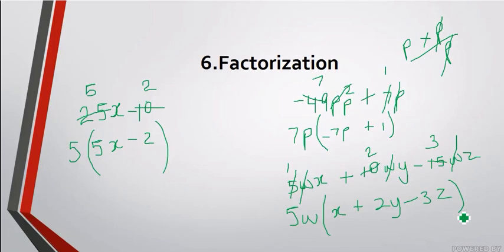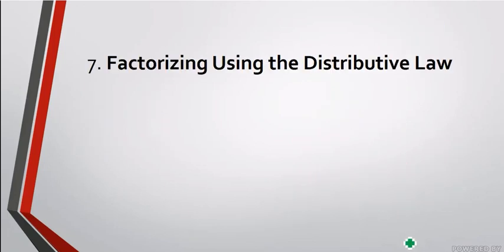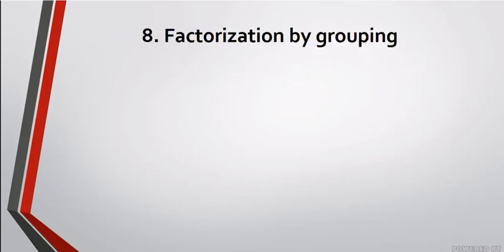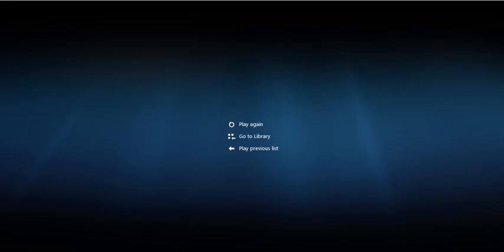Now we're going to learn to factorize. We already did factorizing using the distributive law. Alright, so we're going to go on to factorizing by grouping. So we have ax plus ay plus bx plus by. And what we're going to do is factorize by grouping them into pairs with similar terms.